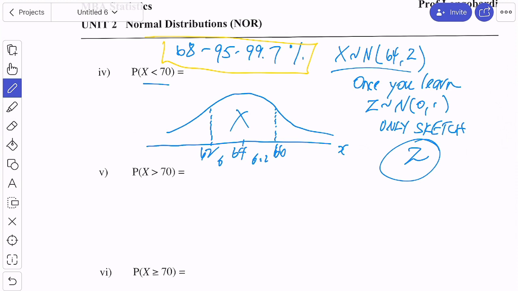Okay, so that's for 2. So we're going to add another 2 for 2 standard deviations, and that's going to be an equal distance away. So that would be 68. And then over on this side it would be 60. And then one more would be, I'll move this away. One more would be 70.